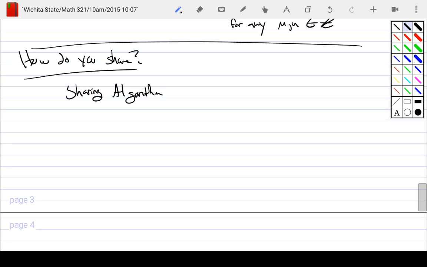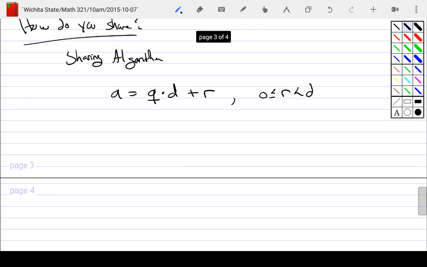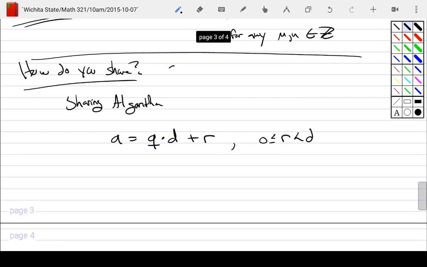If A is your pile, and D is the kids, what happens? Everybody gets a Q amount until there's something left over, where the remainder is always greater than or equal to 0, but always less than D.